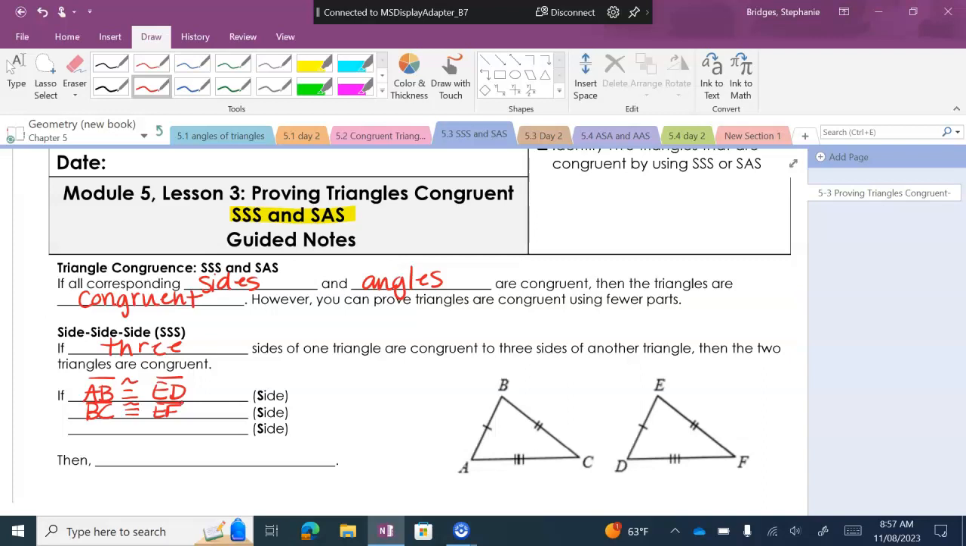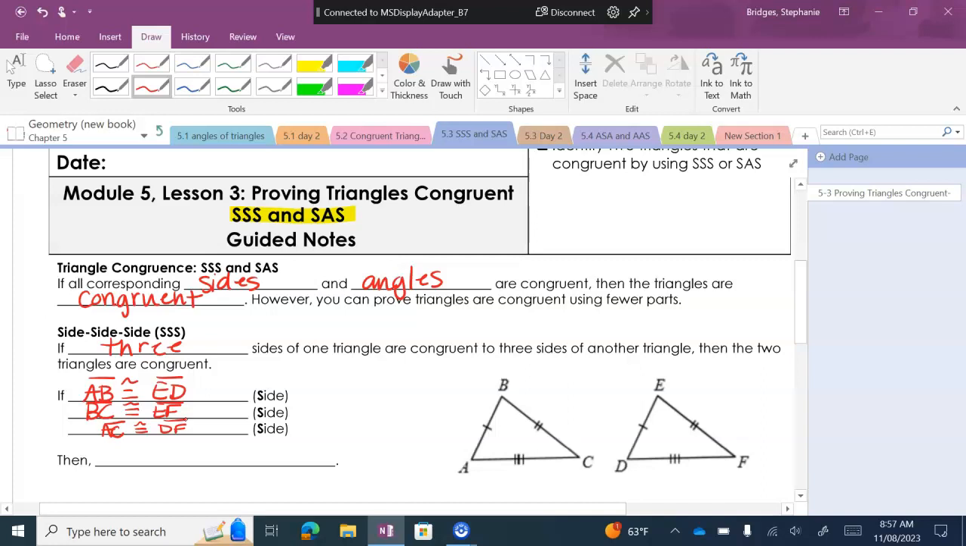Then what is that final pair of sides that are marked congruent in this picture? AC is congruent to DF. Okay. So if segment AB and segment ED are congruent, and BC is congruent to EF, and AC is congruent to DF, then we will be able to say that these triangles are congruent by side, side, side.